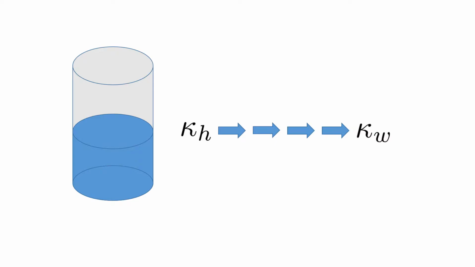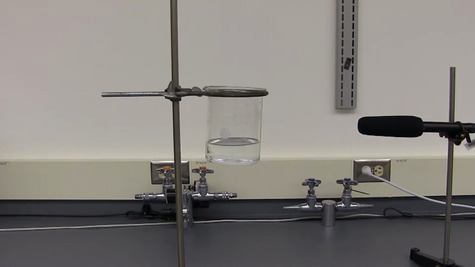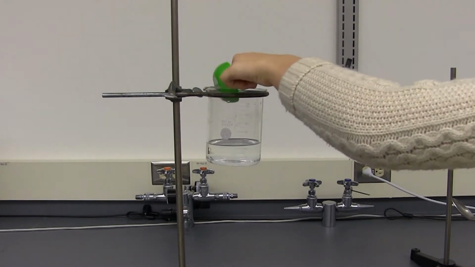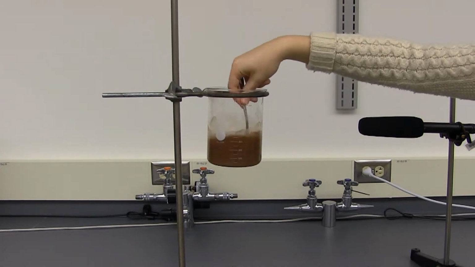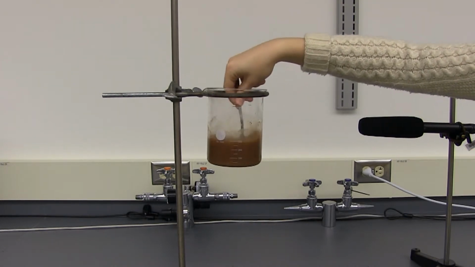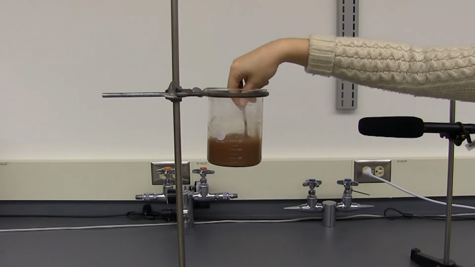To see this in action, let's head to the lab. I start with 250 milliliters of hot tap water and add 1 tablespoon of hot chocolate powder. I give it 20 stirs to keep that constant across my trials.